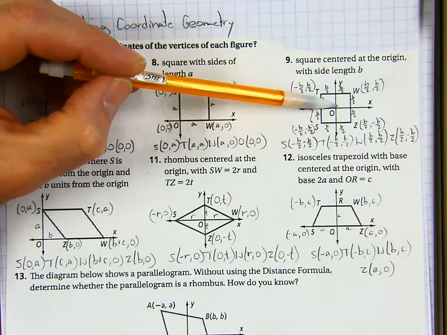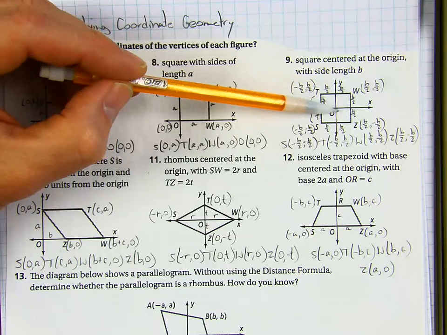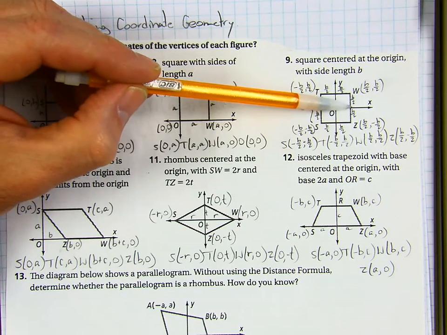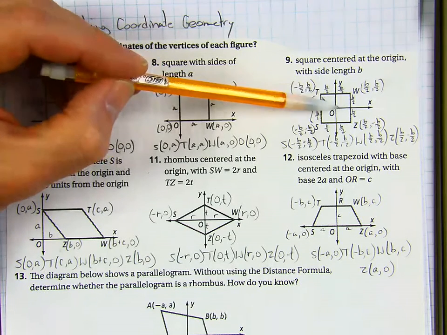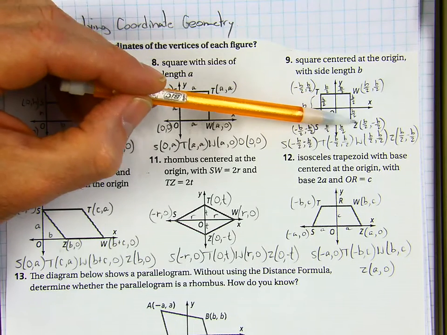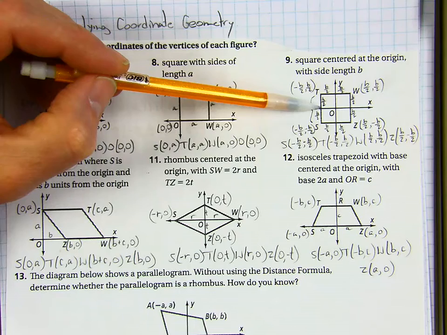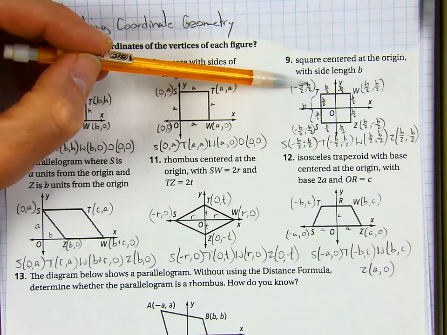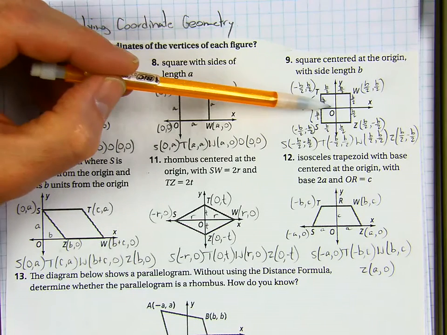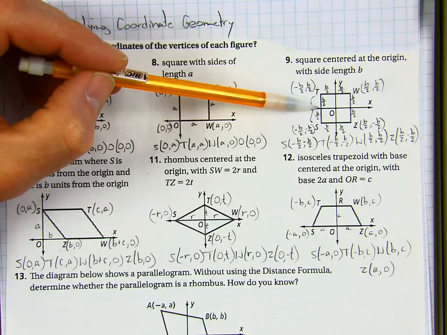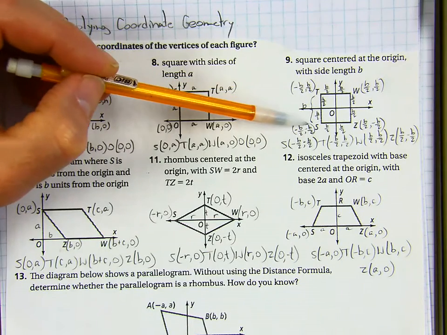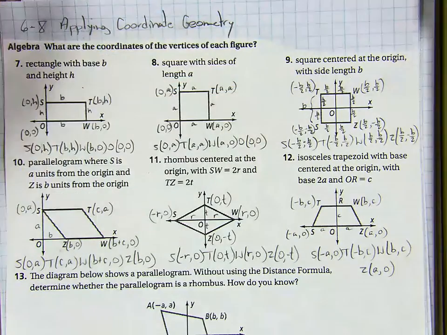So we didn't have to name this. We named W. We went over B over 2 and up B over 2. For Z, over B over 2, down B over 2. For T, over negative B over 2 and up B over 2. And then for S, over negative B over 2 and down negative B over 2. So those were our coordinates in alphabetical order in that case.